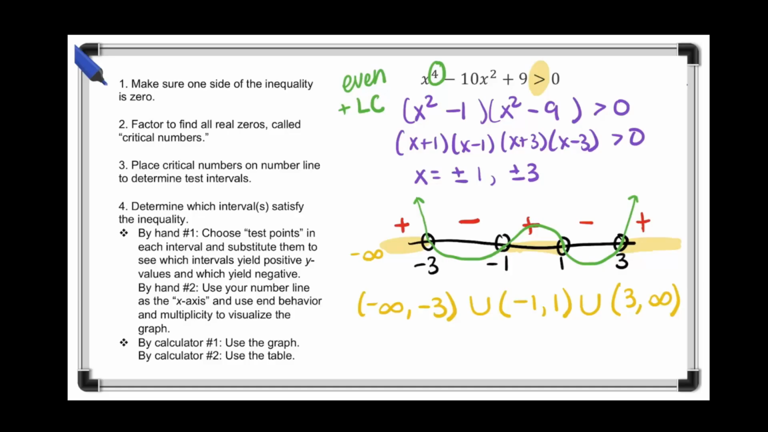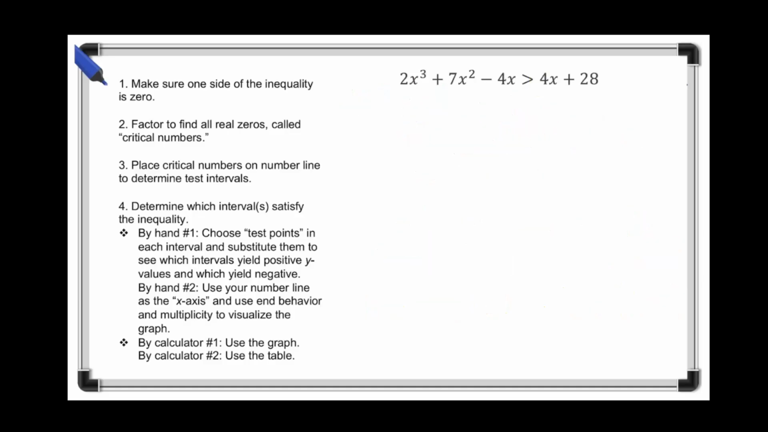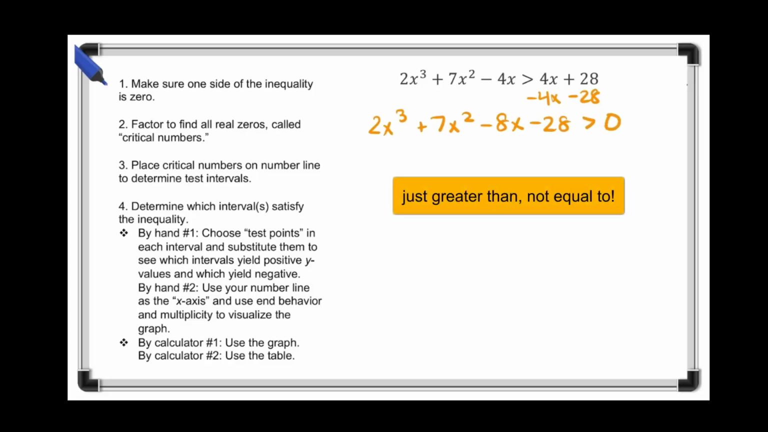All right, so let's try the next question together. Again, first thing is first, you want to make sure that one of your inequality sides is 0. So here we're going to have to subtract 4x and 28 and move it to the left side. So what you're going to get is 2x cubed plus 7x squared minus 8x minus 28, and that's going to be greater than or equal to 0.